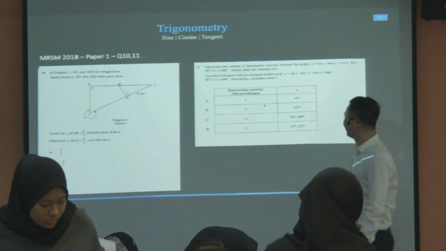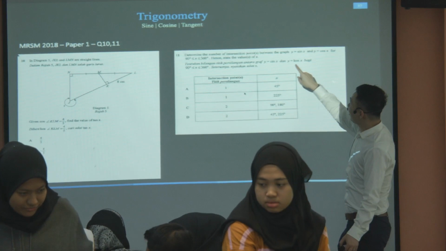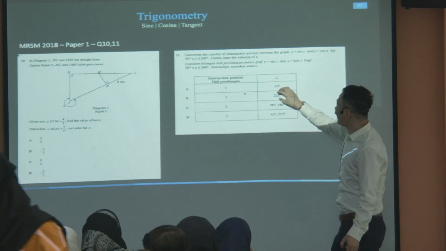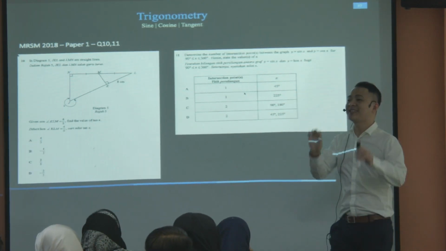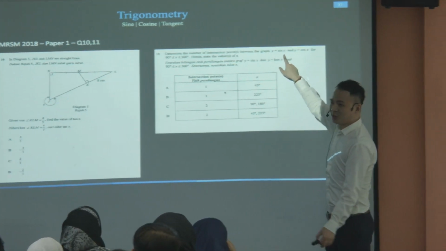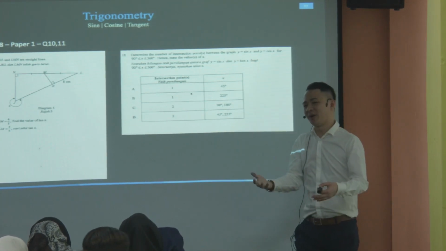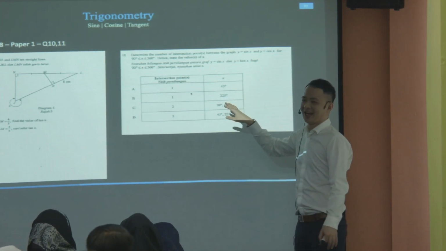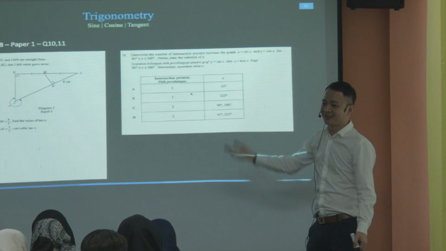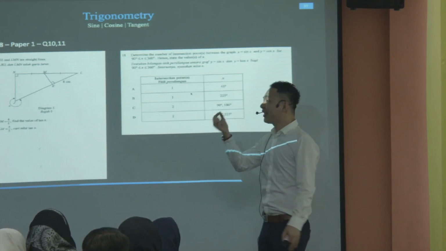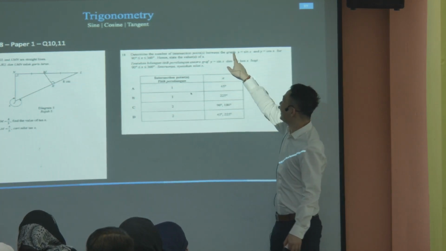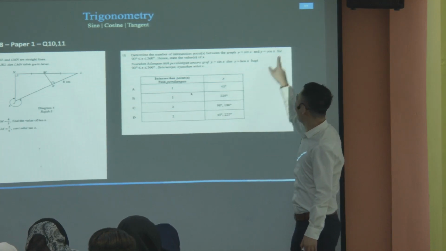Next, is my answer B or C? Because they say intersections between sine and cos, that means when I insert this value into x, I should get the same value of y. You can use the calculator and type sine 225. You will get 0.7071, I hope I remember correctly. Then you type cos 225. Are you getting the same value? If you are, they intersect at 225.